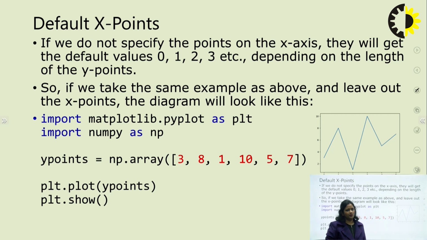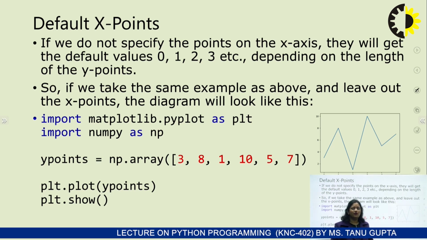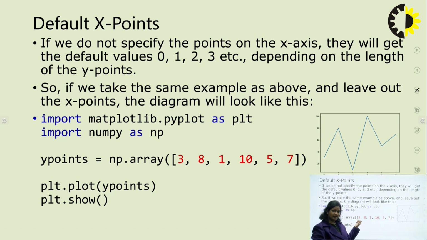Now, default X points. If we do not specify the points on the x-axis, we have an option. We are not going to specify the points on the x-axis. Then we only initialize the points on the y-axis. So in the Python program, if we are not specifying the points on the x-axis, it takes the default values of 0, 1, 2, 3, etc., depending on the length of the y-axis. Okay. So if we take the example as above and leave out the X points, the program looks like this.